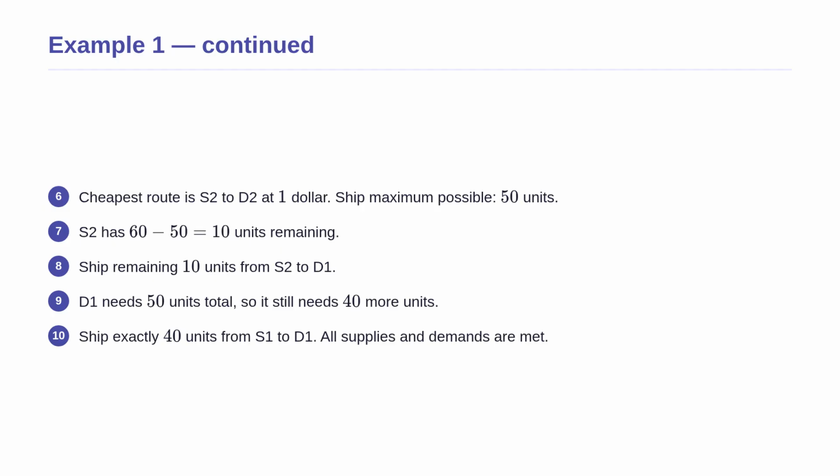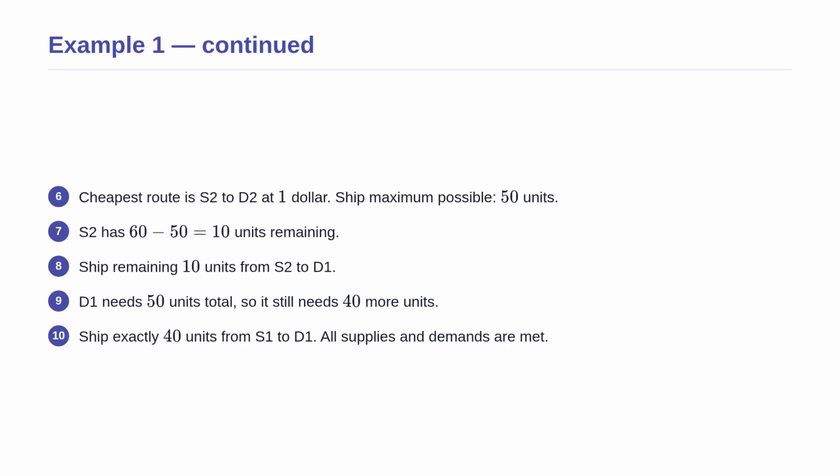Since our problem is balanced, we can now propose a shipping plan. We always want to prioritize the cheapest routes first. Looking at our costs, the route from Source 2 to Destination 2 is the cheapest at only $1 per unit. Destination 2 needs 50 units and Source 2 has 60 available, so we ship 50 units along this route. This leaves Source 2 with 10 remaining units, which we must send to Destination 1.